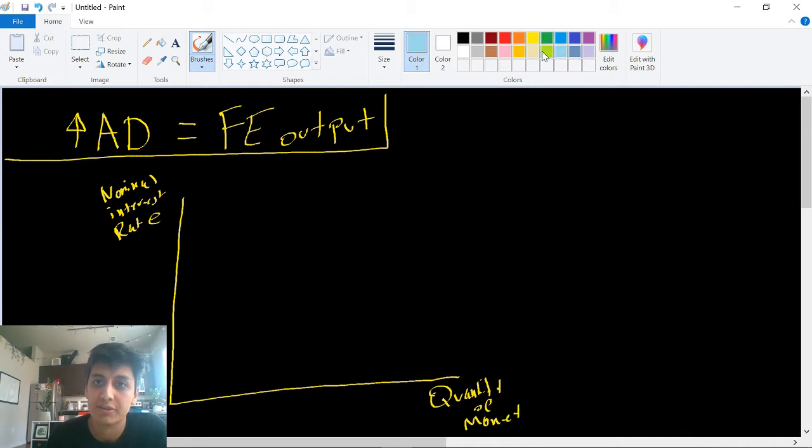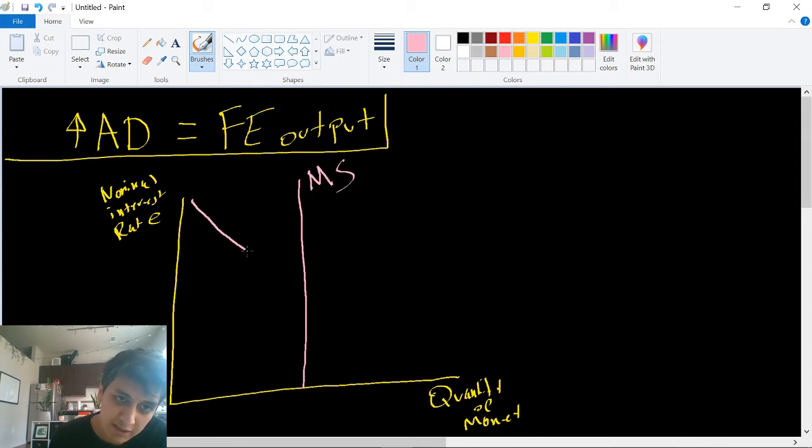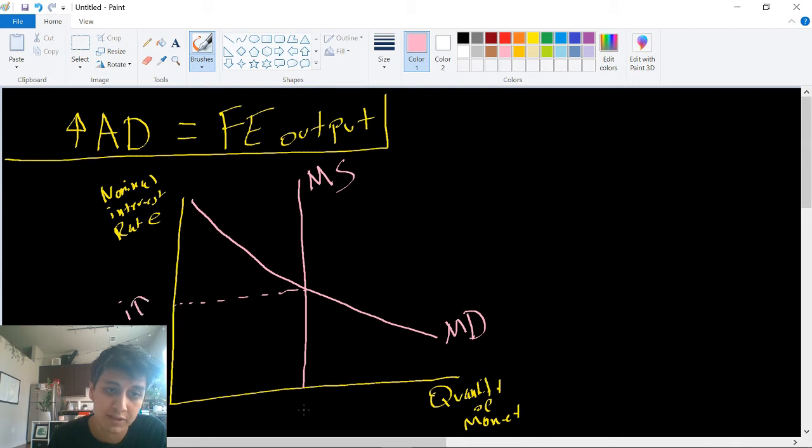Now, let's choose some colors that actually go with this. Let's do, I guess, pink, sure. Our money supply is going to be represented by a straight line, and our money demanded by a slightly curved line. Here's our interest rate. Here's the quantity of money.